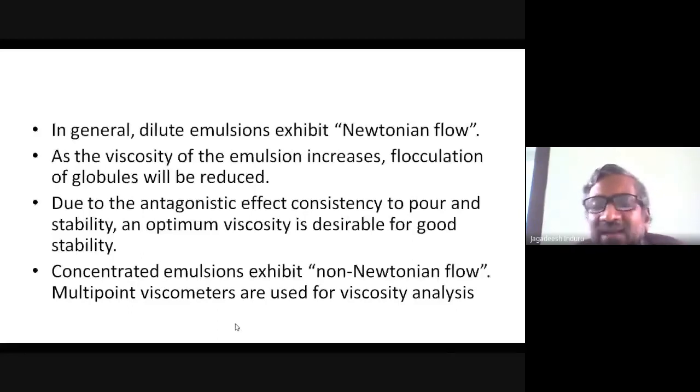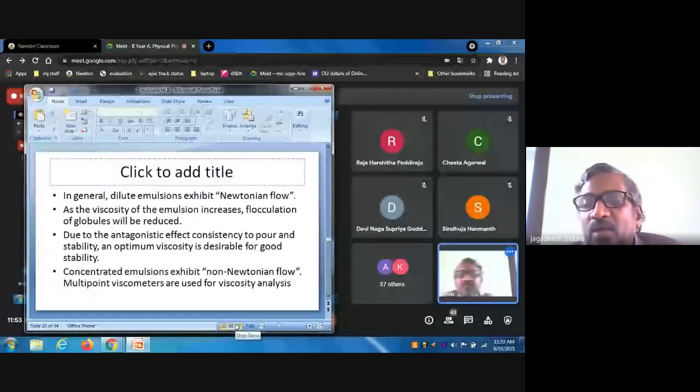You already learnt in rheology some of the viscometers like the cup and bob, and you have the cone and plate viscometers.